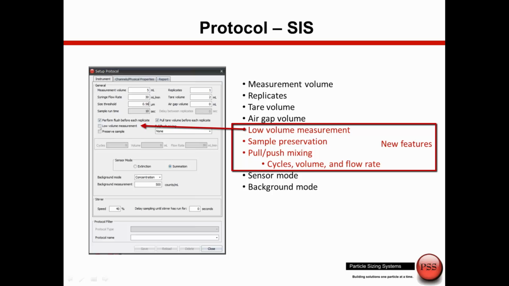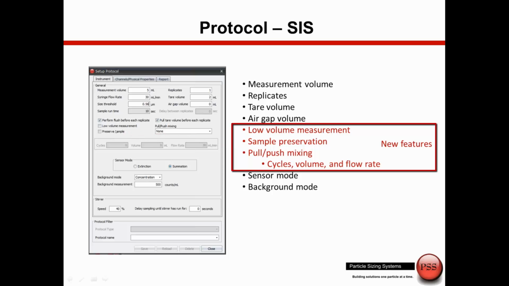For instance, for low volume measurements, we've improved the accuracy of the syringe so we can measure sample volumes as small as 100 microliters. You see this button for preserve sample. We can bring the sample up into the syringe and into a tube coil and then return it to the original container. It's non-destructive testing, so you could use the same sample for other analyses.